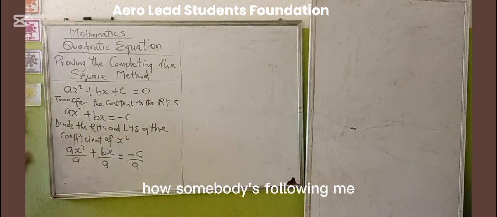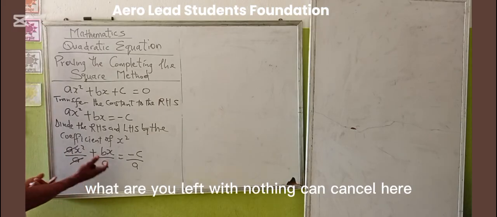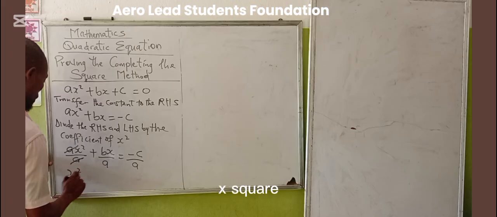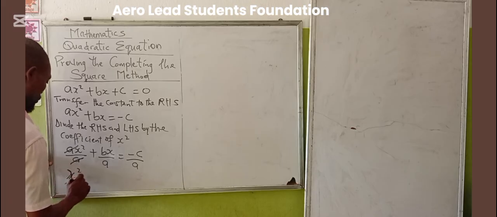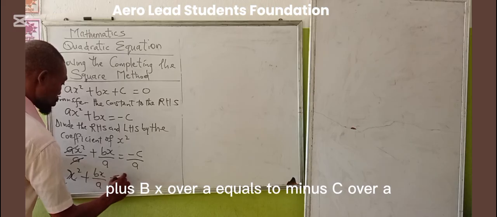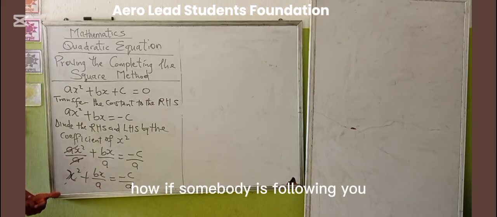I hope somebody is following me. So you have this, you cancel this. What are you left with? Nothing can cancel here. So you bring that down. X squared plus bx over a equals to minus c over a. Hope somebody is following me.